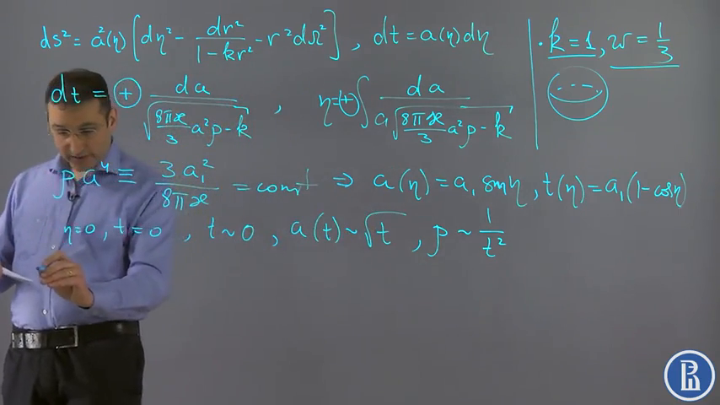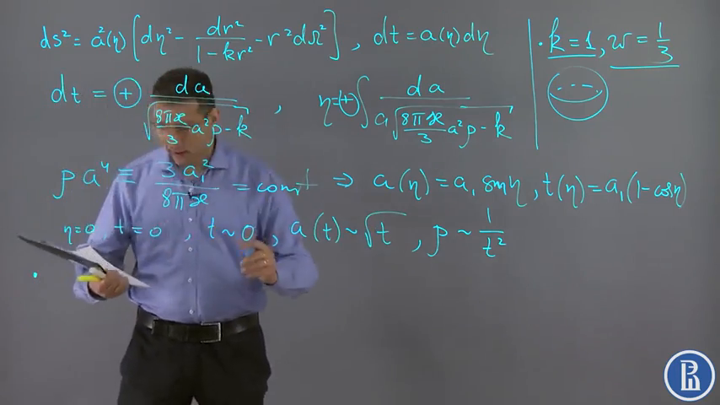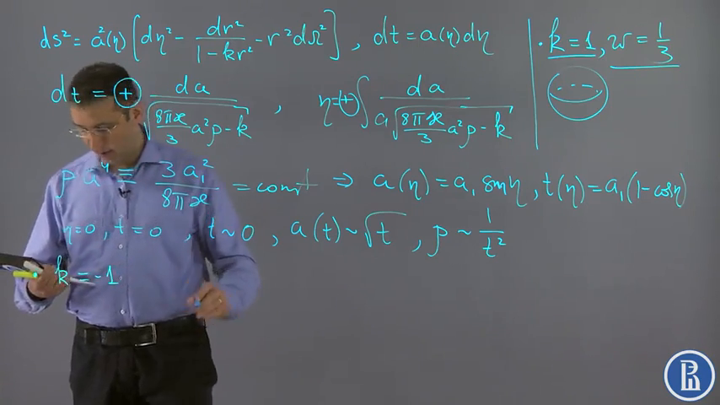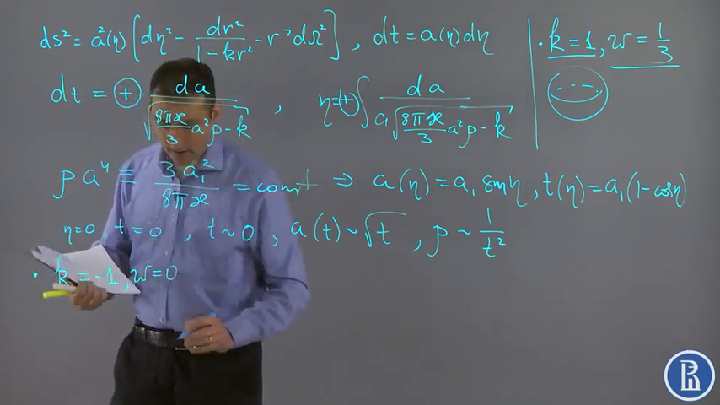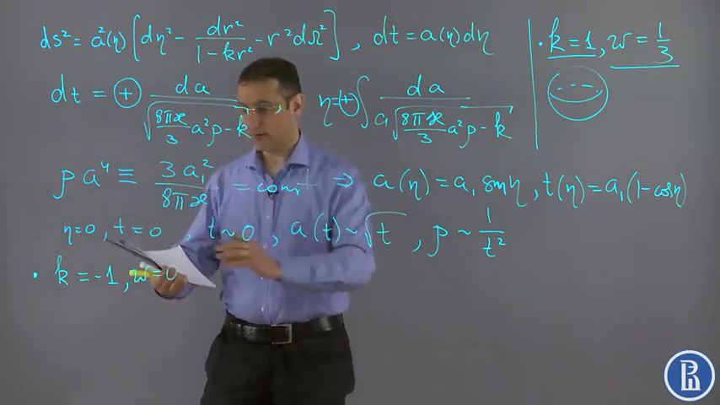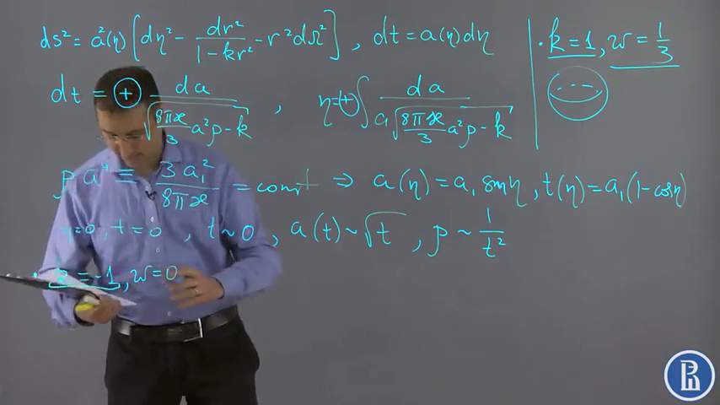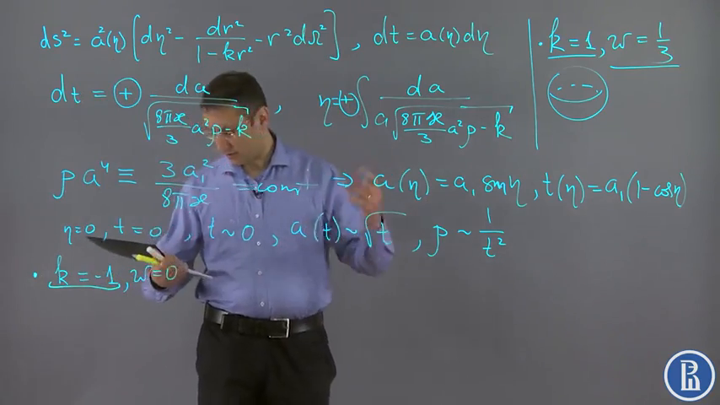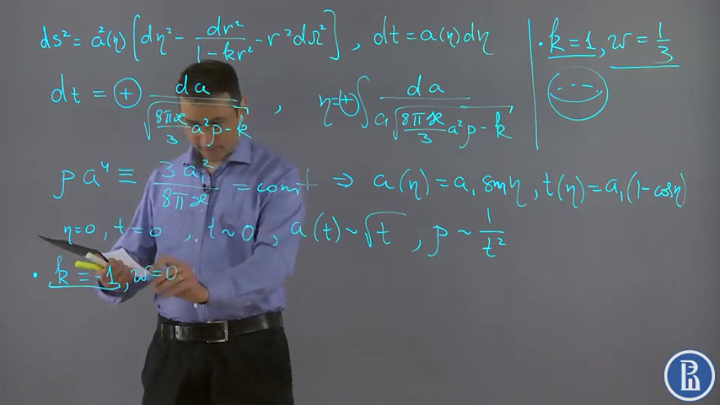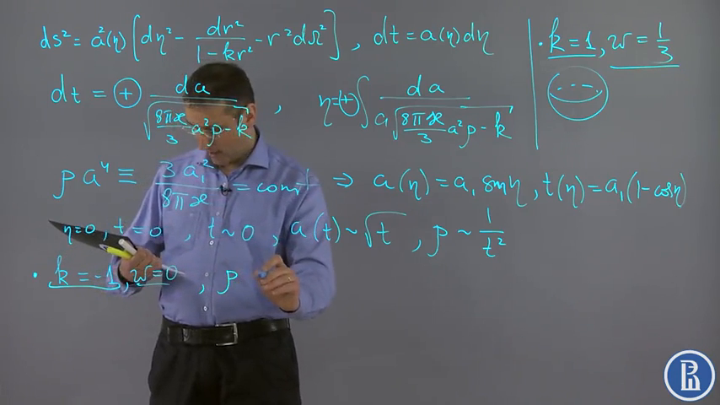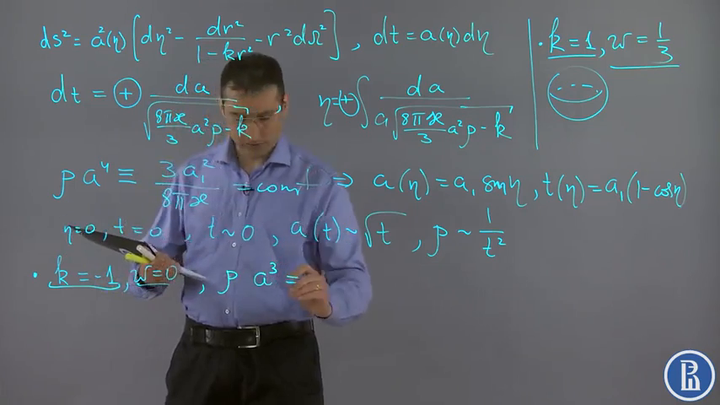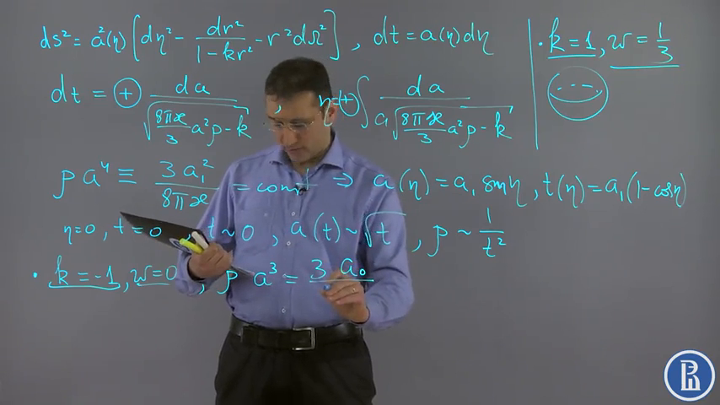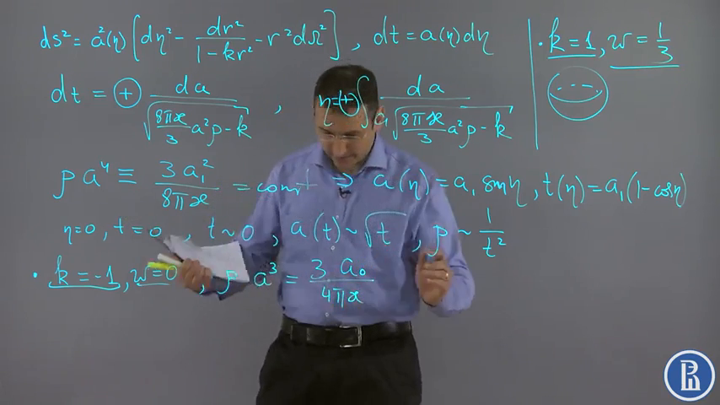Let us continue with the case of hyperbolic spatial sections. In this case, k equal to -1, and we start our consideration with omega equal to 0, so dust. In this case, every spatial section is a hyperboloid. And for this case, we encounter that rho times a cubed is constant. Let us denote this as 3 a0 over 4 pi kappa. Well, this is just a notation.